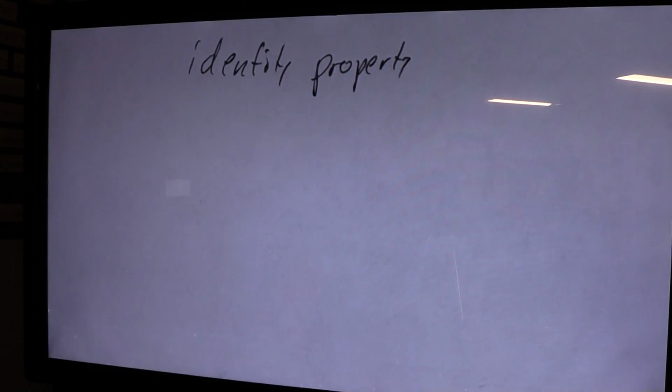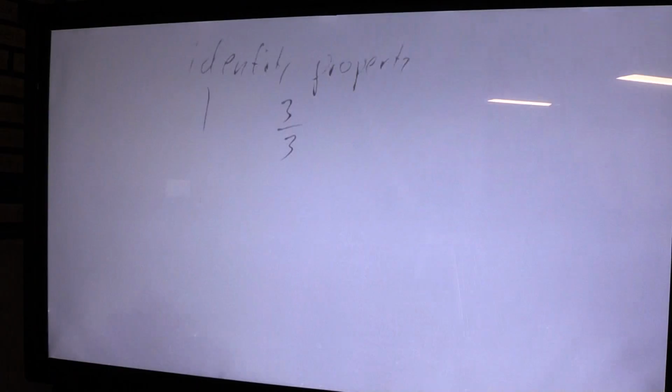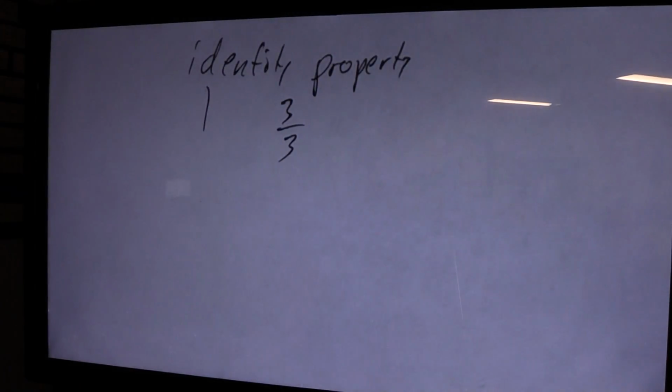One of the things I want to mention to my students is that 1 might be represented like that, the number 1, or it could be a form of 1, such as 3 over 3. 3 over 3 is equal to a whole, or 1. So any time you have a situation where you're multiplying by 1, that is the identity property being put into play.